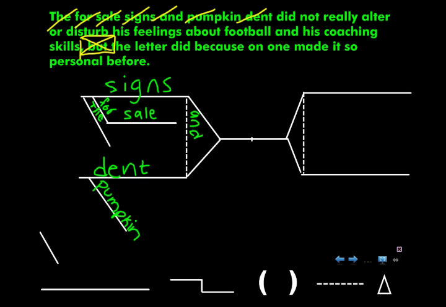Ian has the same question that Taylor had. What do you do about a word that appears once but modifies both? For instance, the word the. You understand that the word the is not only attached to for sale signs, but also pumpkin dent. But we didn't repeat it. In English, we often remove words because their repetition would sound wordy. So I don't say the for sale signs and the pumpkin dent. I just say the for sale signs and pumpkin dent.